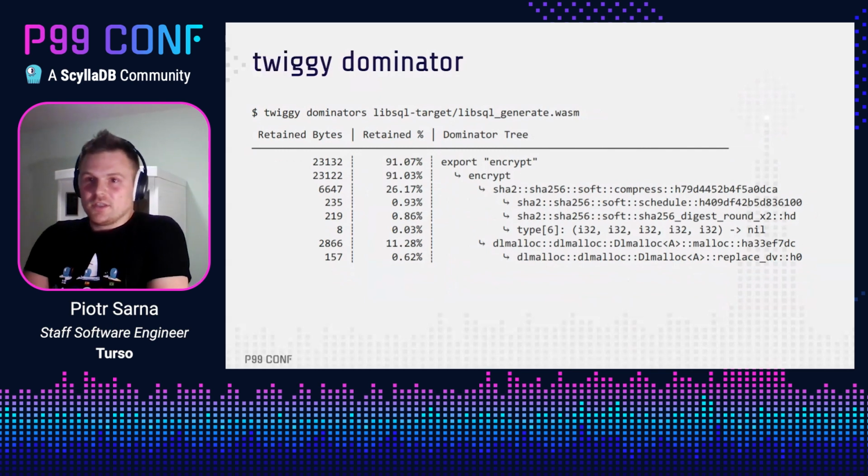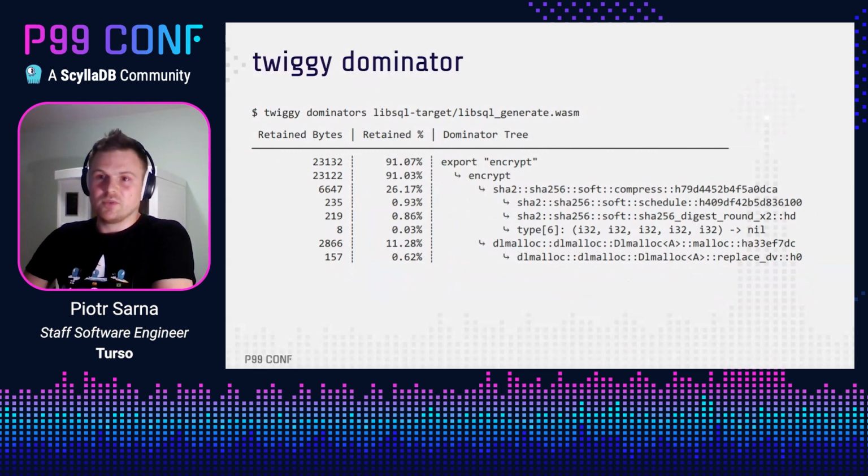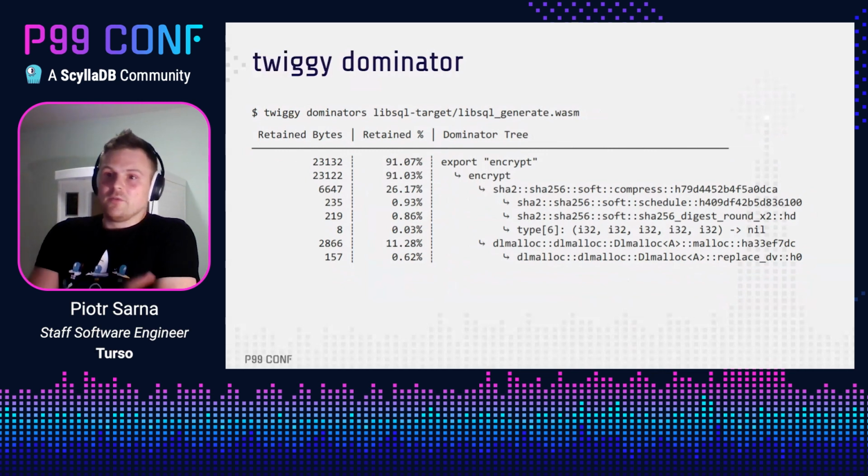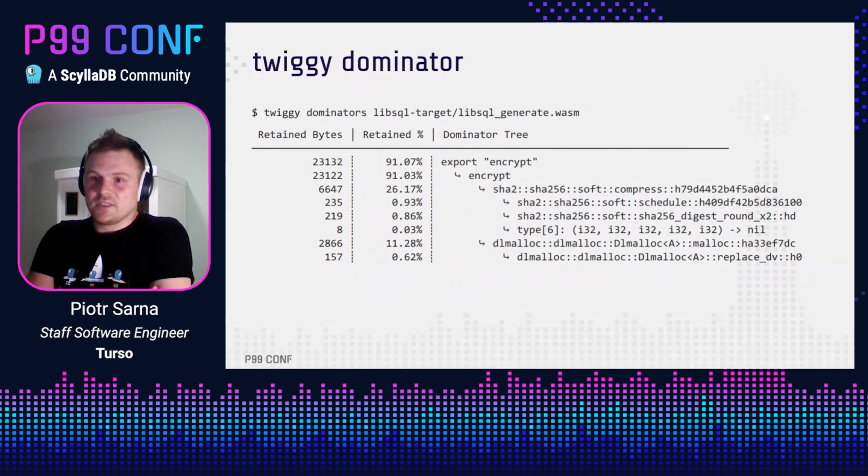twiggy dominators gives you a dominator tree of the call graph, which lets you know which symbols are visited the most. It lets you detect the likely hot paths in your code just by performing static analysis of the code. In our example encrypt function, this is the expected output. We only implemented a single function, so that's what should be listed here. Although around 10% of the path is occupied by dlmalloc, which is the default allocator for the WebAssembly target in the Rust ecosystem. And that part can also be optimized, and I will mention it in a few slides.